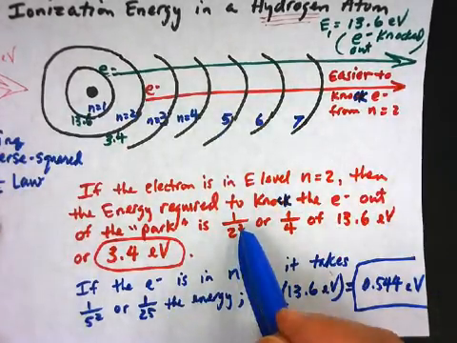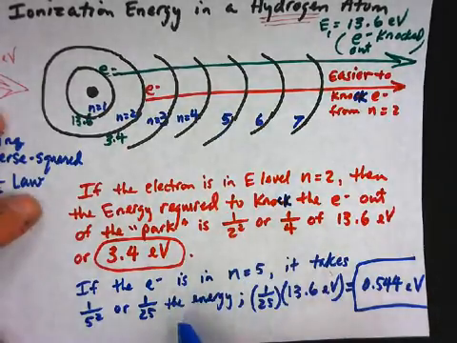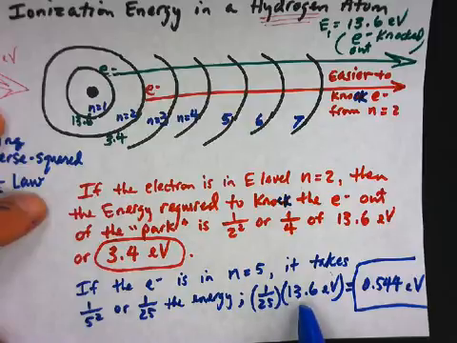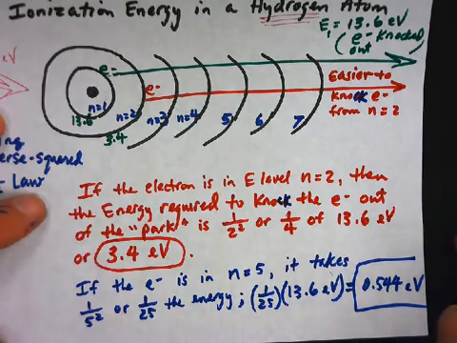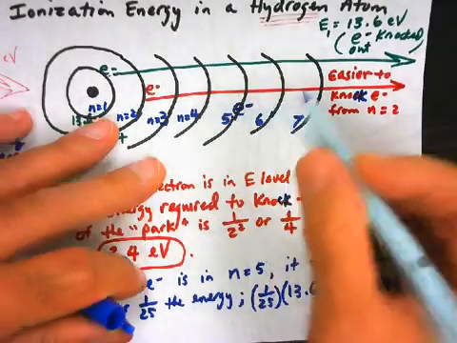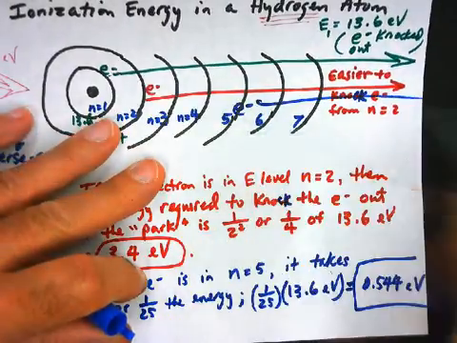Well, we'll use that 1 over n squared law again. So it takes 1 over 5 squared, or 1/25th the energy. So if we take 1/25th times 13.6, we get 0.544 electron volts of energy needed to knock it out of the park from the 5th energy level out.